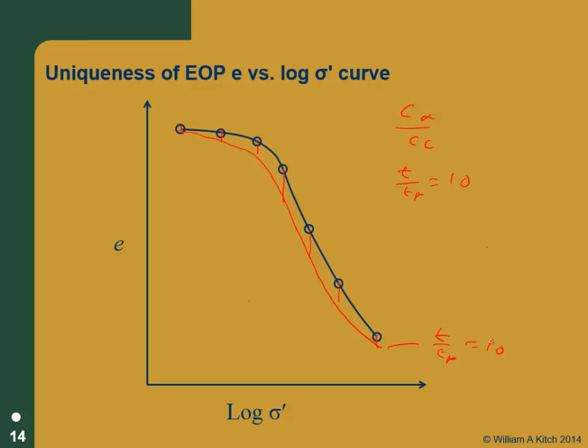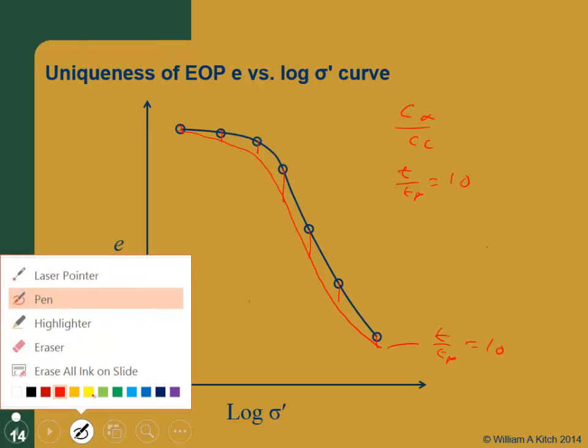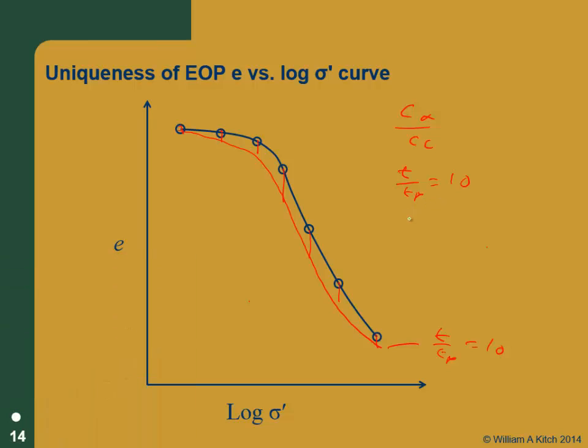And then I could do the same thing for t over t_p equal to 100. So I'm just going to come up here, I'm going to wait longer, I'm going to get more secondary settlement. And I can draw a new e-log P curve for t over t_p equal to 100.